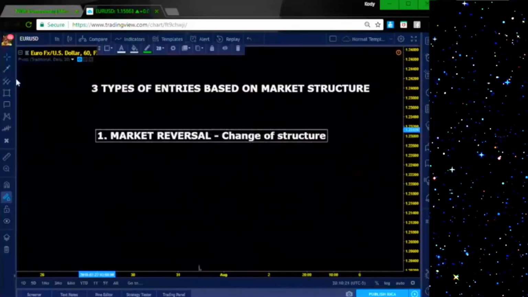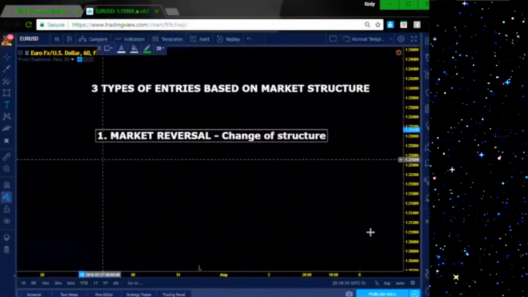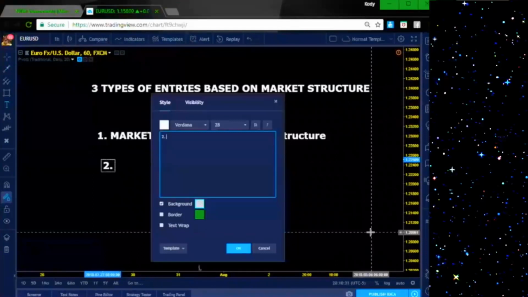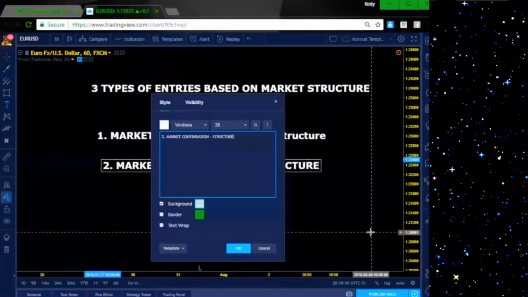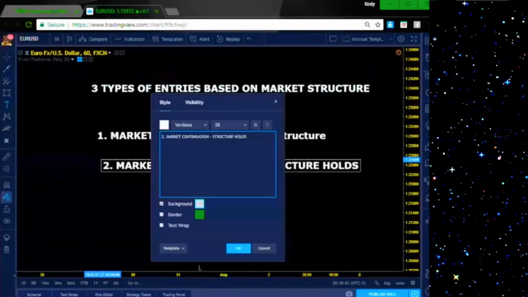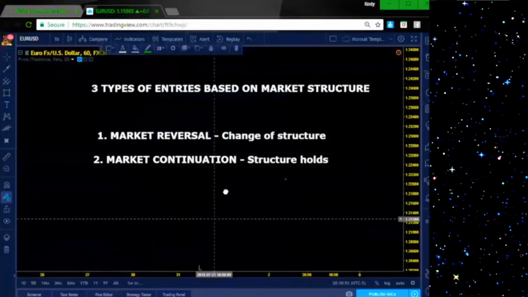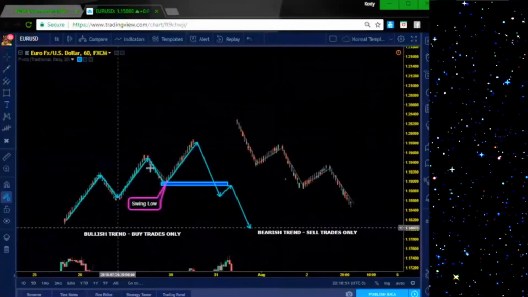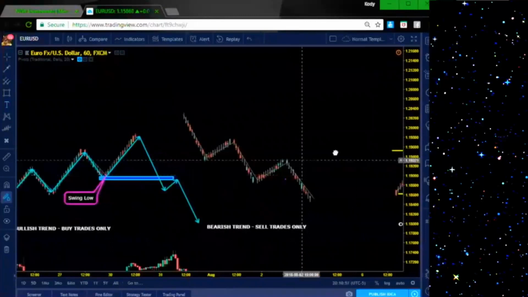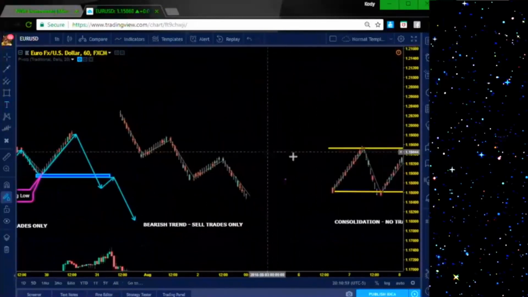The second type of entry that we're going to talk about tonight is my favorite. Market continuation, structure holds. Okay, market continuation, structure holds. So what is this kind of trade going to look like? Here's what a reversal is going to look like. Let's come over here to our bearish trend and talk about what a continuation is going to look like.